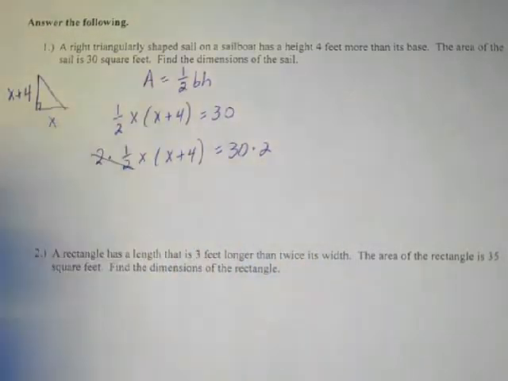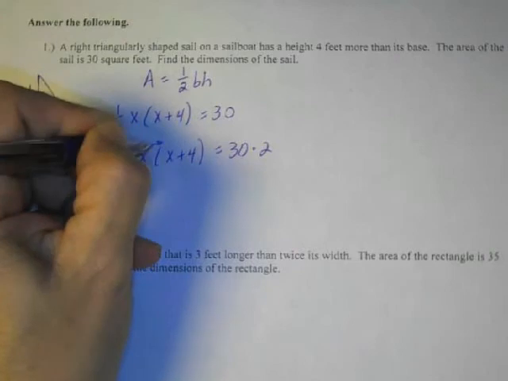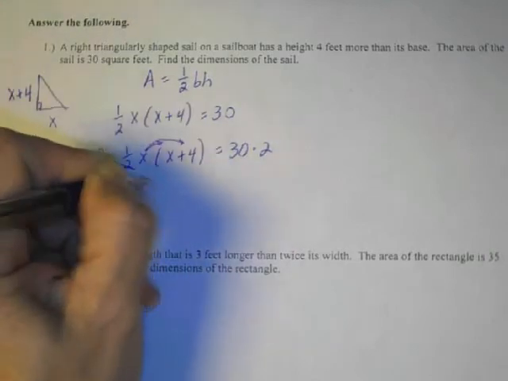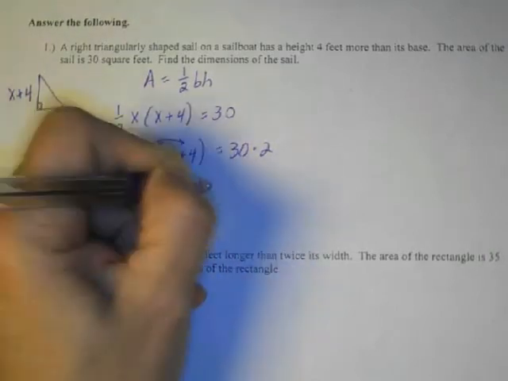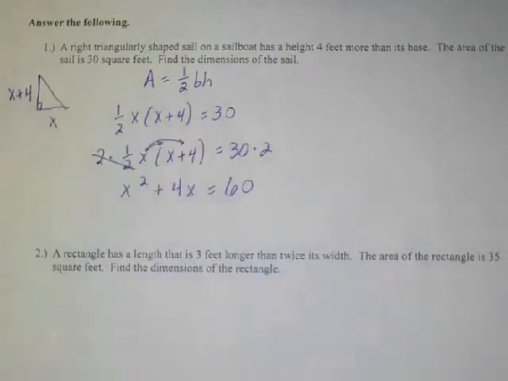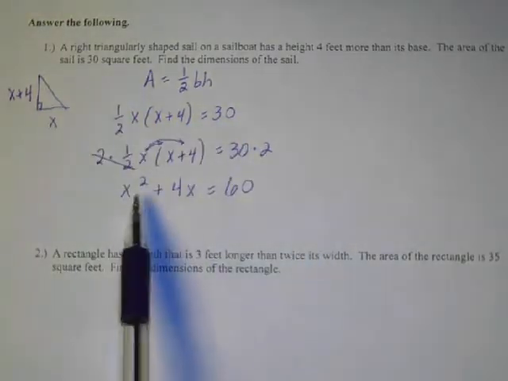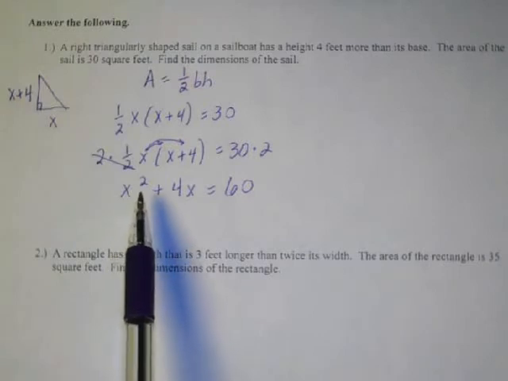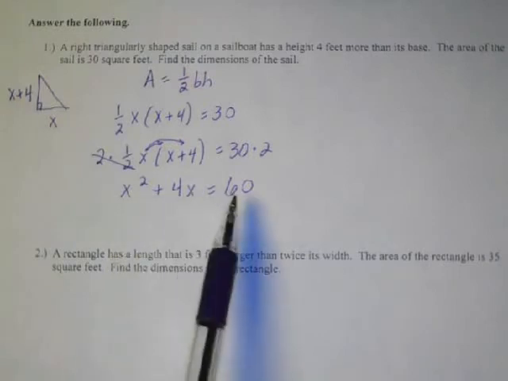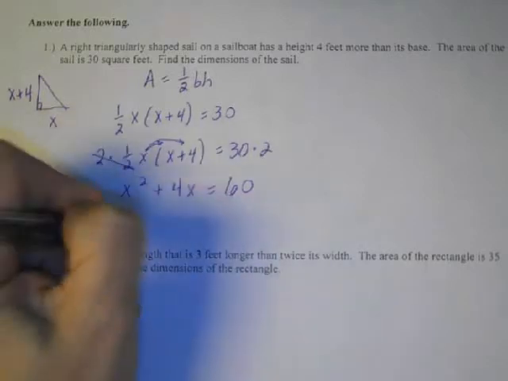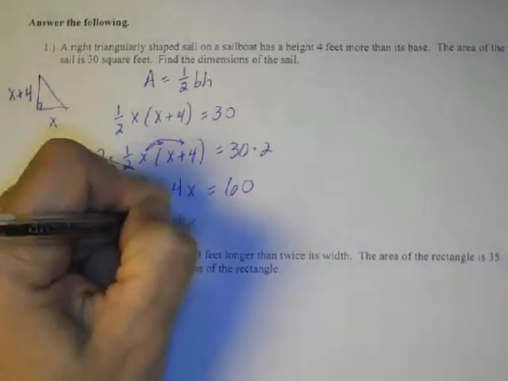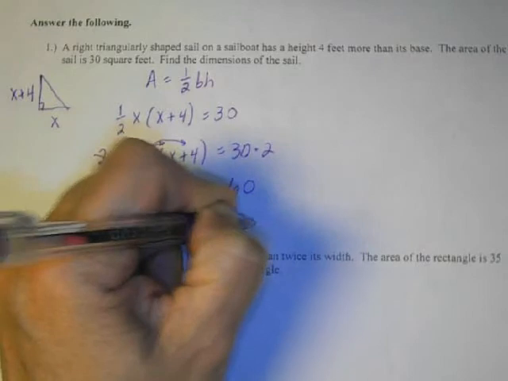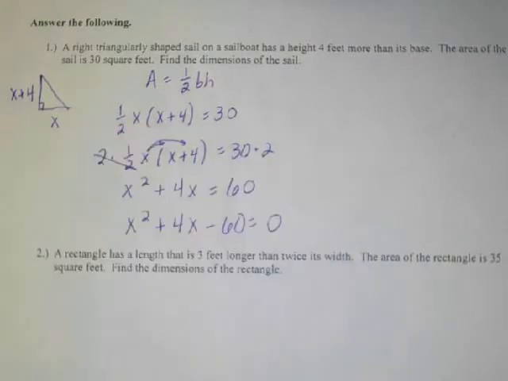So 2 and 1/2 cancel. I'm going to distribute my x. So I get x squared plus 4x equals 60. Now by distributing my x, this equation has become quadratic, meaning power of 2. To solve it, I must set it equal to 0. And now I need to factor.